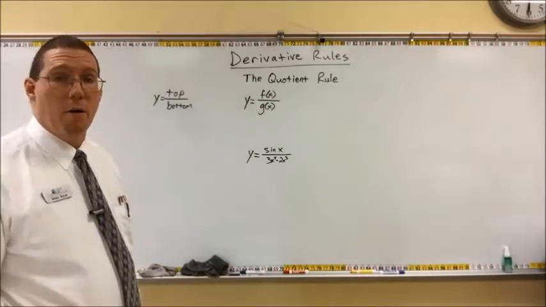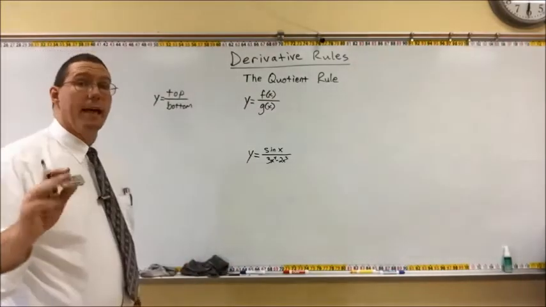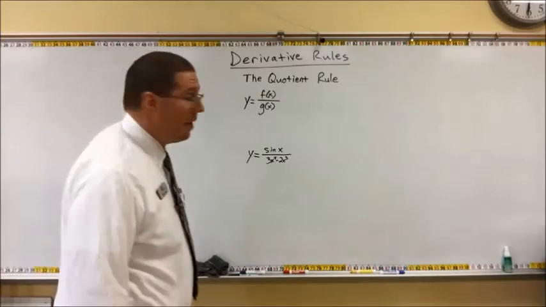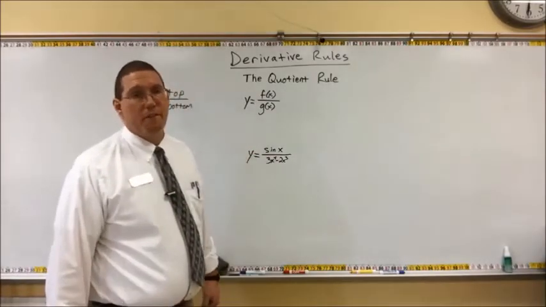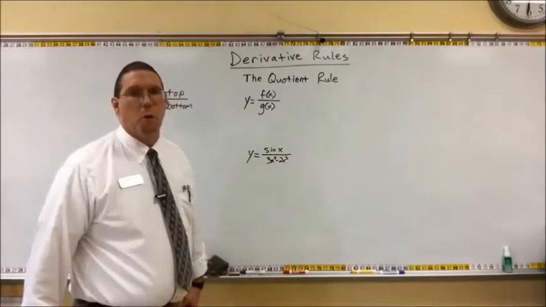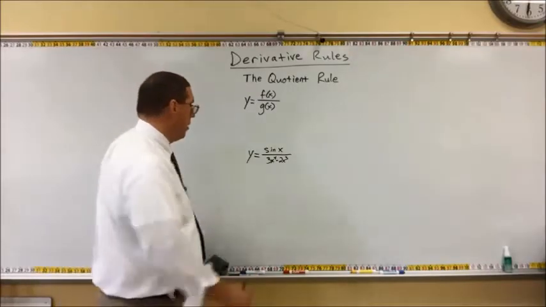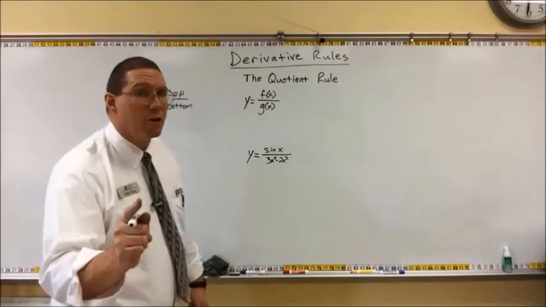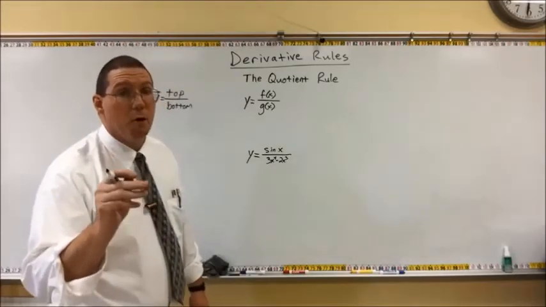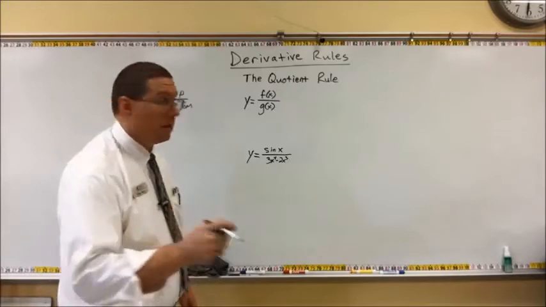And here's how the quotient rule goes. Well, first let me tell you how the quotient rule doesn't go. It is not the derivative of the top over the derivative of the bottom. That is not how the quotient rule works, okay? You're going to want to do it that way. If you can't remember the quotient rule, that's how you're going to want to do it, and you're going to be wrong. It's not what you think it is.